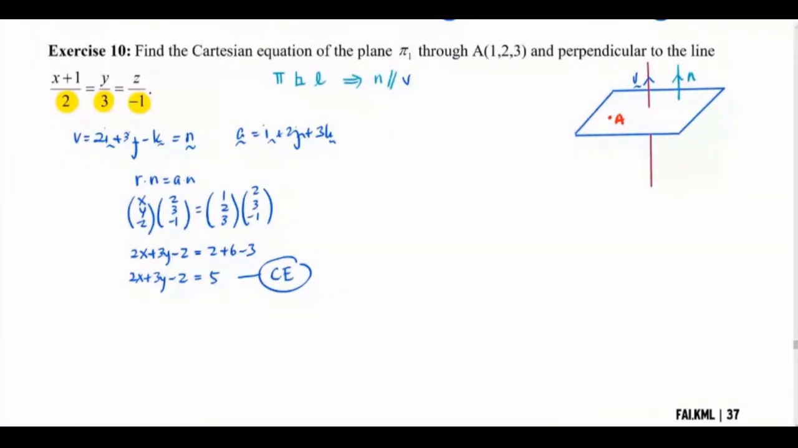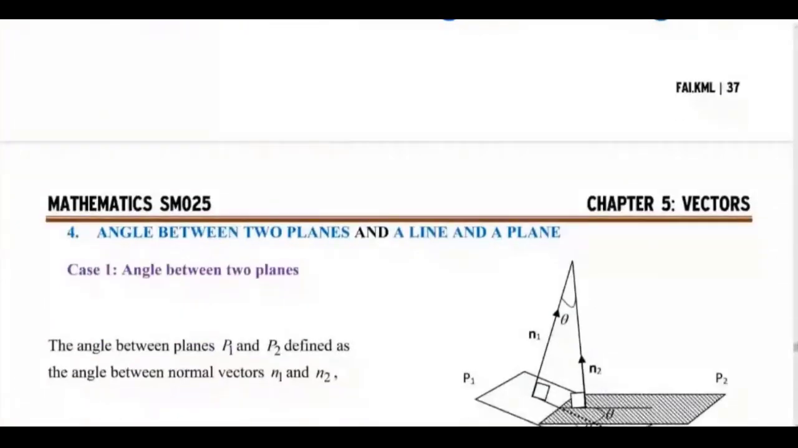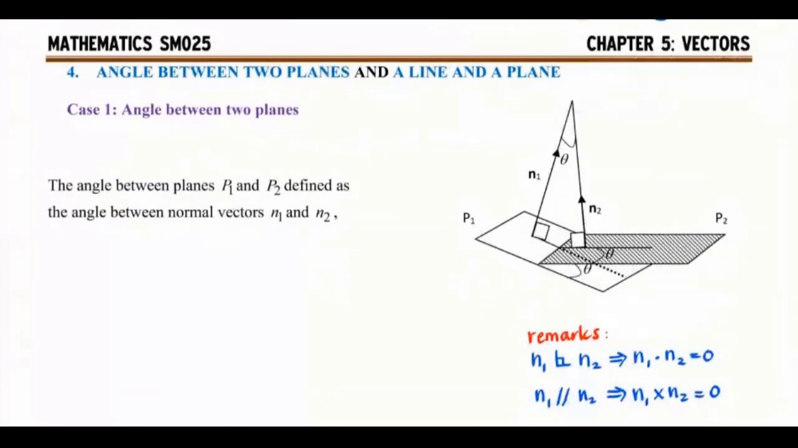So next, we proceed with the last two parts of vector, which is number 4, angles between two planes and a line and planes. The first case is this one, between two planes. The second case, we have this one. So let's go through the first case, angle between two planes.